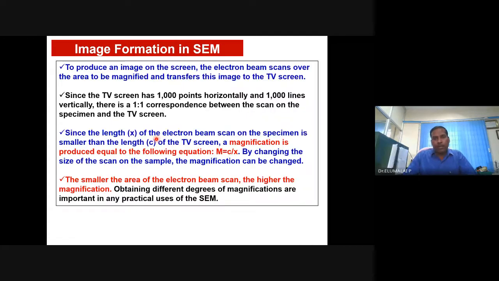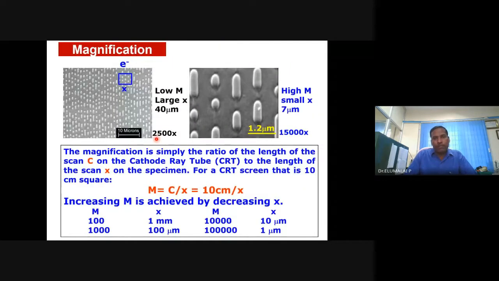And you can see that you can have this much magnification: 1 lakh times, 3 lakh times. If the screen size is 10 centimeter, and the sample area you are looking at is a few microns, you will be able to see very high magnification. At 10,000 times magnification, the size you can look at is in microns. At 1 lakh times, it is 1000 nanometer.